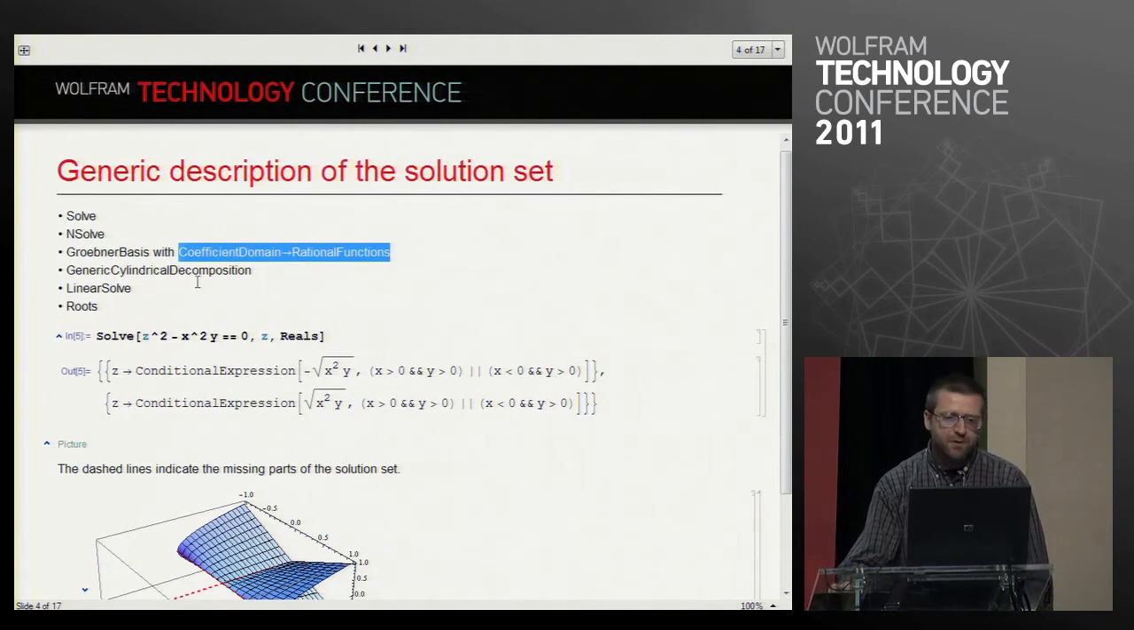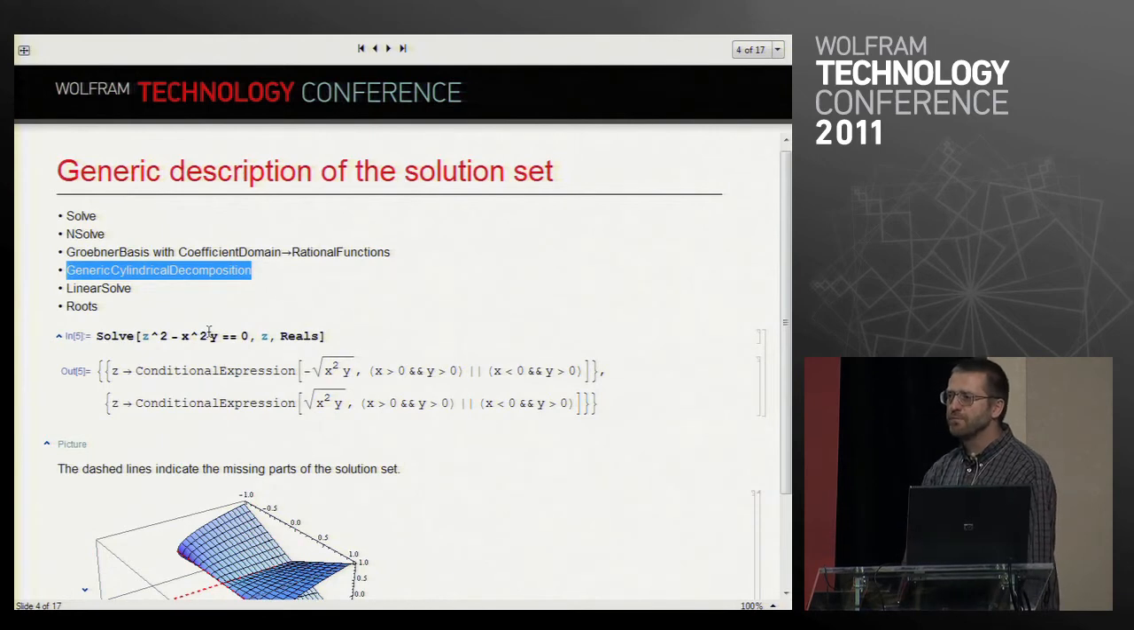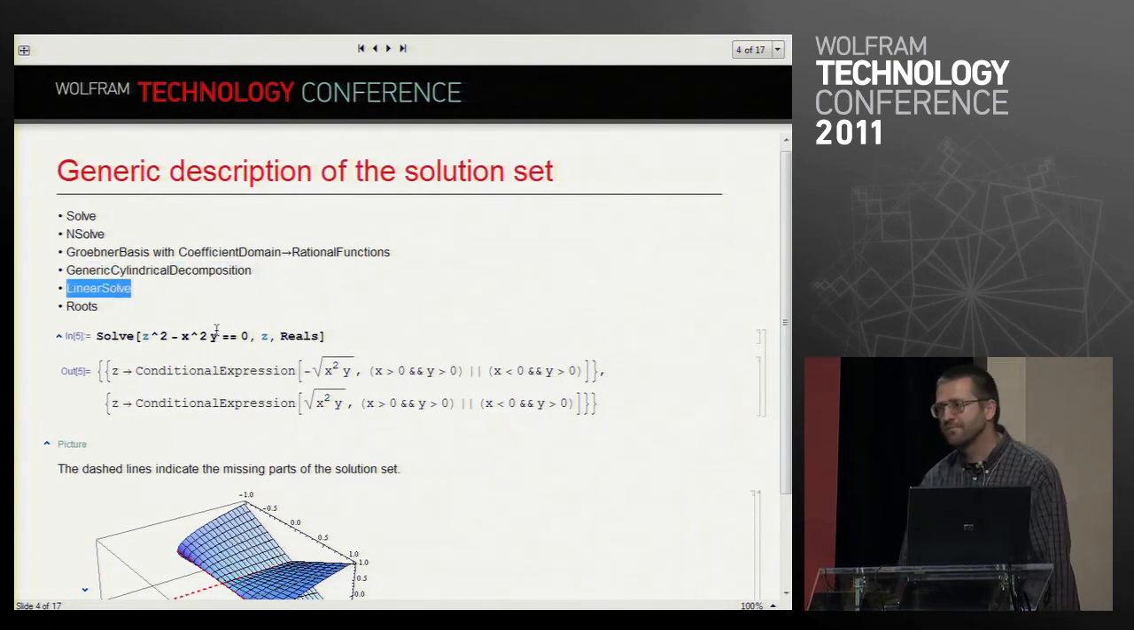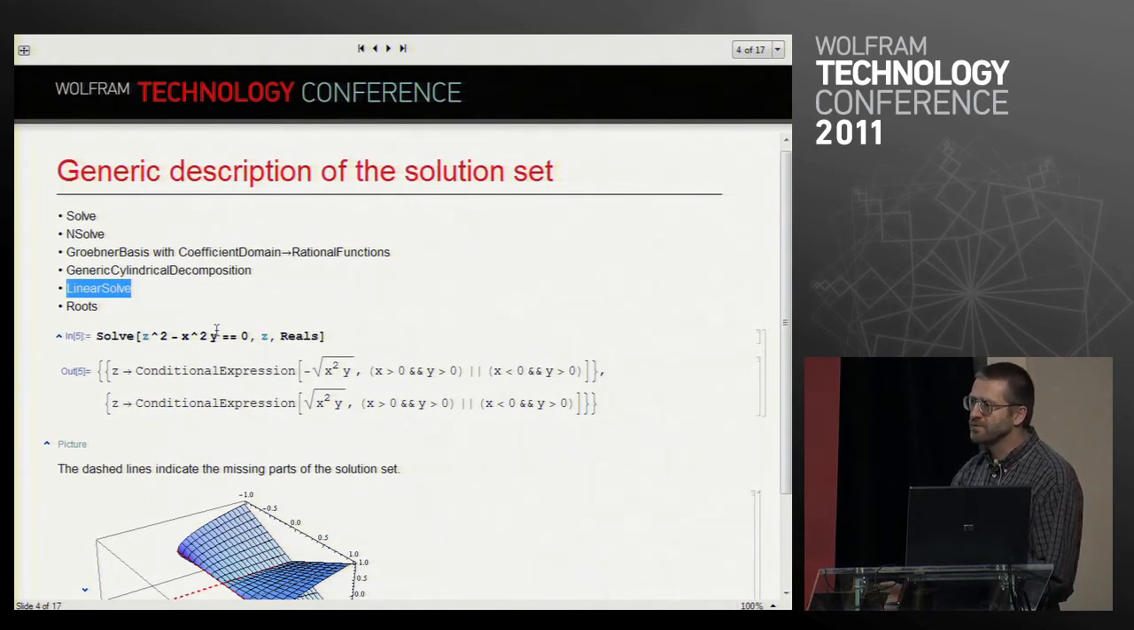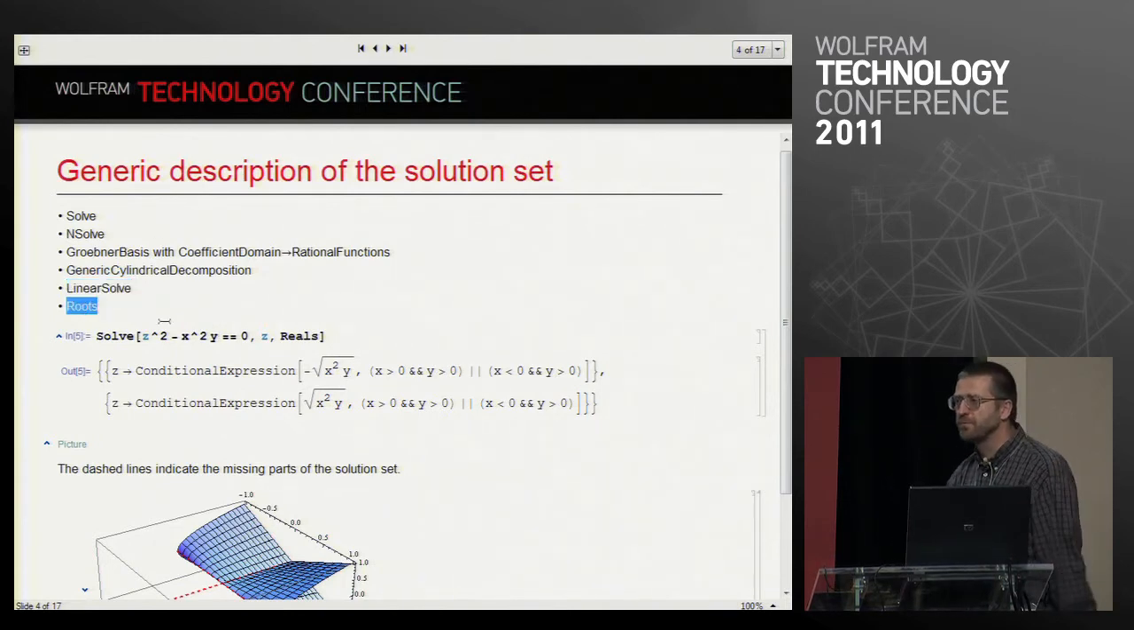Generic cylindrical decomposition is something that can be used for solving real problems, real equations and inequalities, getting the highest dimensional component. LinearSolve has this property that it automatically generates the generic solution only. It considers all parameters to be invertible. And the Roots function has also the same property. It will consider all parameters to be invertible.